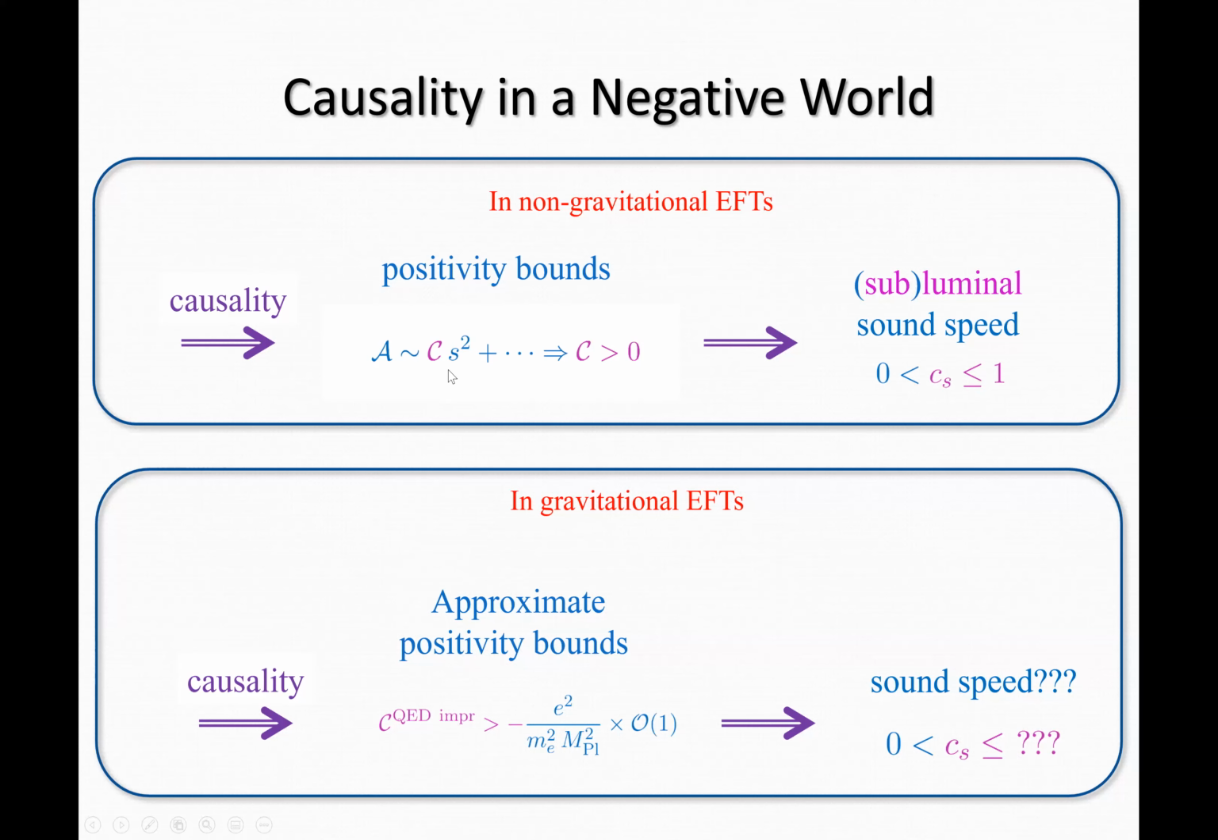So now in a gravitational effective field theory, I just said that we don't need to have those strict positivity bounds. There's a little bit of margin in the amount of negativity that we can allow. And so that translates into an amount of superluminality that we can allow for ourselves in a gravitational effective field theory.